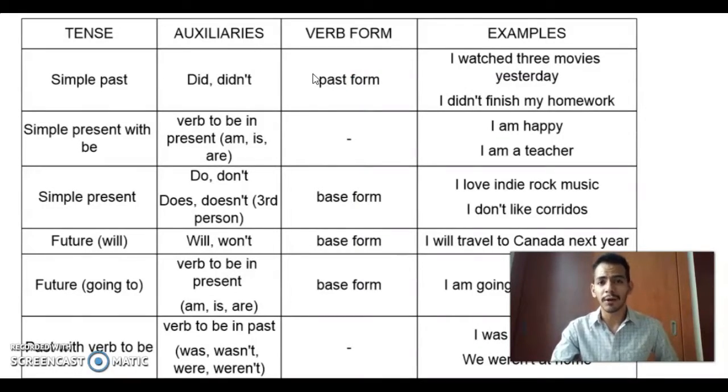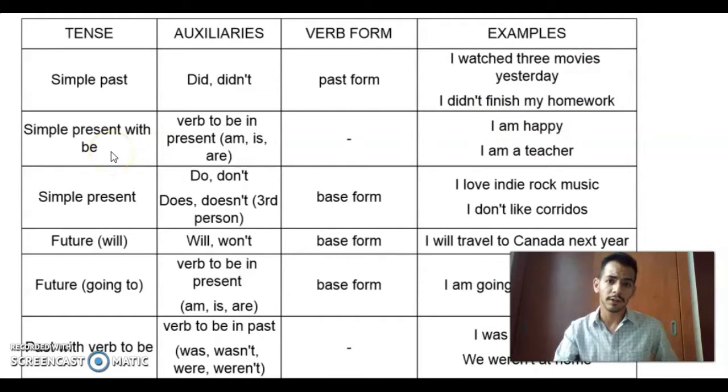Okay, so as I promised, we have different tenses. Over here, we have the auxiliaries, the form of the verb, and finally, just for you to identify it in an easier way, we have some examples. So let's take a look. We have simple past, did or didn't. When you don't have an auxiliary, you use the verb in past. I watched 3 movies yesterday. I didn't finish my homework.